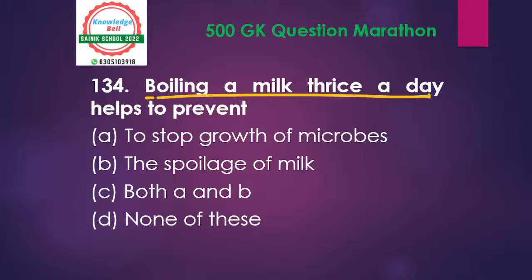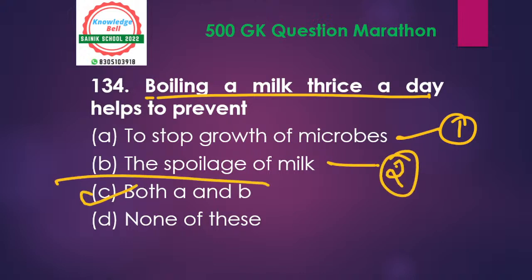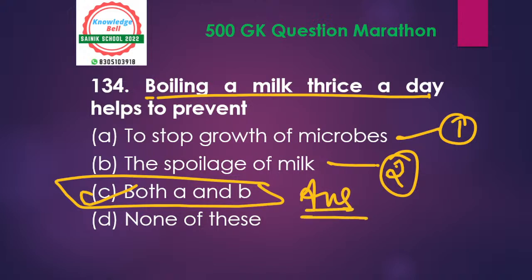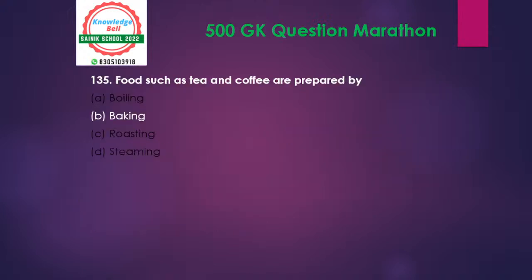So boiling of milk. If we boil the milk three times a day, first of all, what will happen? It will stop the growth of microbes, and because the growth of microbes is stopped, it will prevent the spoilage of milk. So the correct answer for the question will be option C.